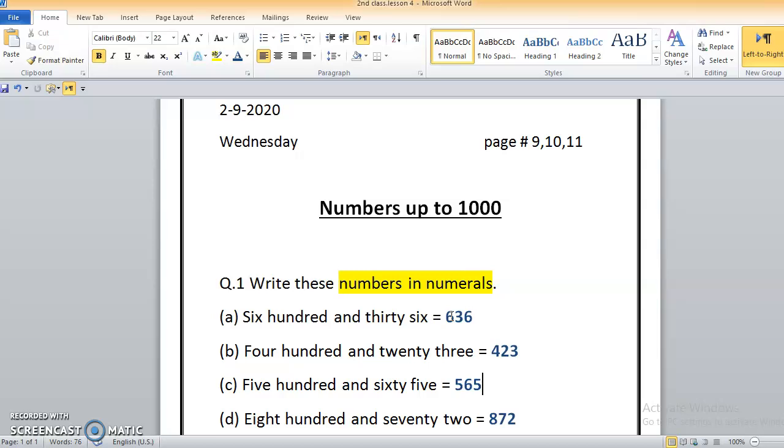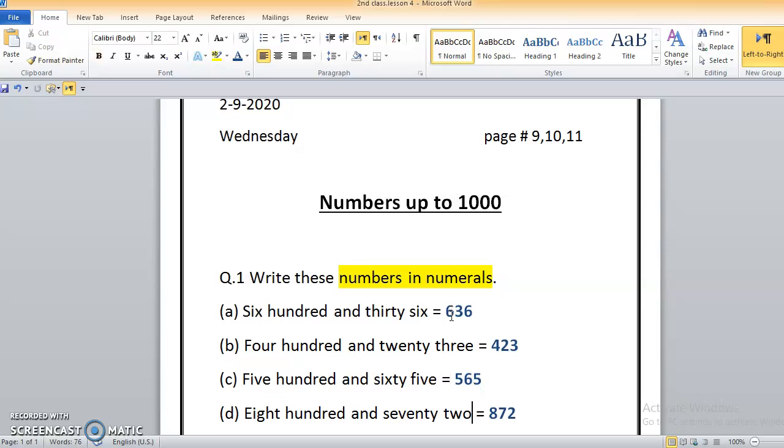The C part is saying 565. For the first number, how many hundreds are there? 5, so I will write 5. Then 60. When 6 comes in the tens position, we call it 60, so it is 6 and then 5.